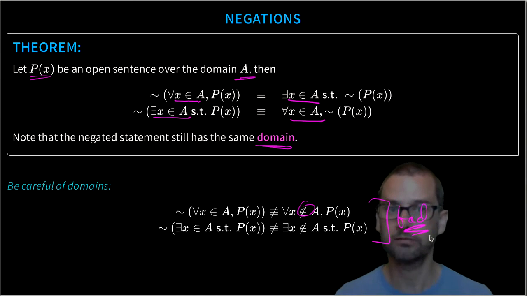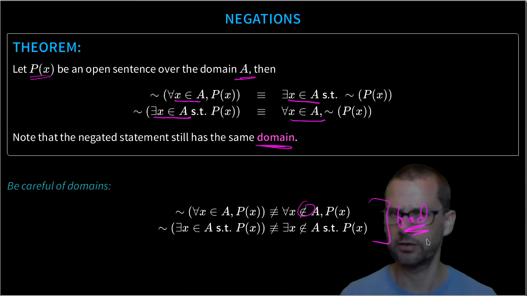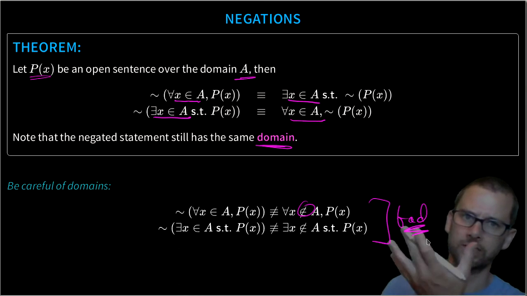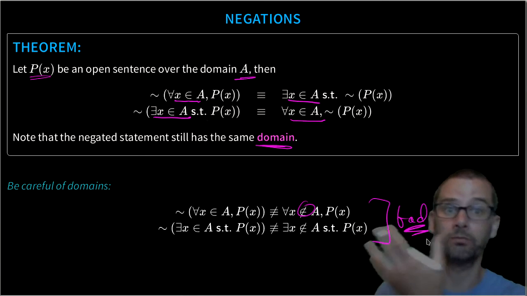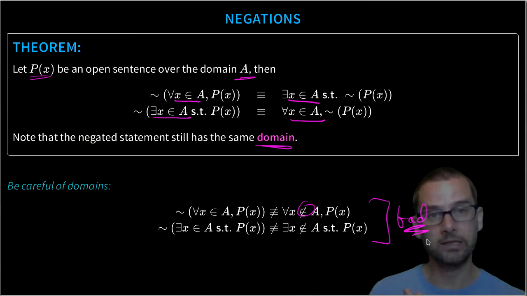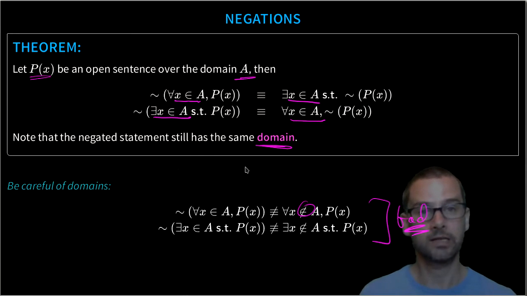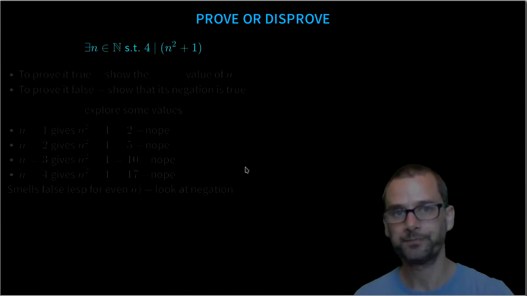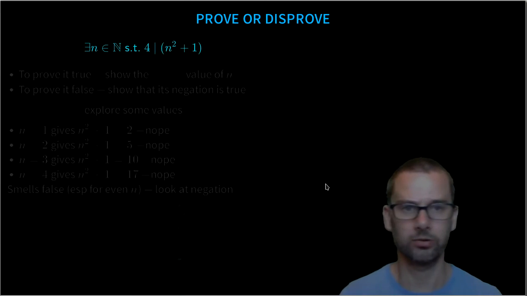This is bad. Okay, like writing on top of yourself, that's bad. I'm going to lean to one side here and point to remind you, please don't do this. When we negate a quantifier, the domain stays the same. Okay, so let's look at a good example or two now.